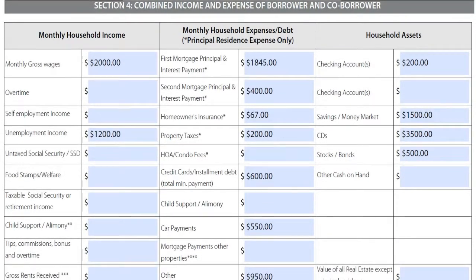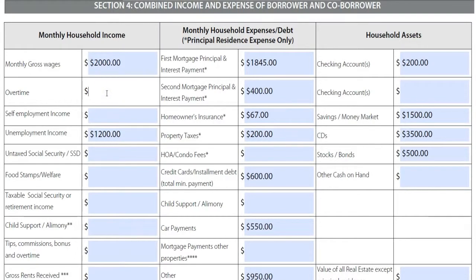Now, section number 4 is very important because this is where your servicer takes all of your debt to income ratios from, and they make your decision. They make a decision based on that information. So section number 4, going into the monthly household income. The monthly gross wages is your total combined wages before they take out any taxes.